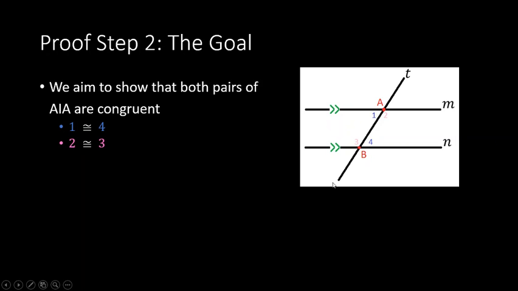Next, we state the goal for this proof. We aim to show that both pairs of alternate interior angles are congruent. That is, that 1 is congruent to 4, and that 2 is congruent to 3.